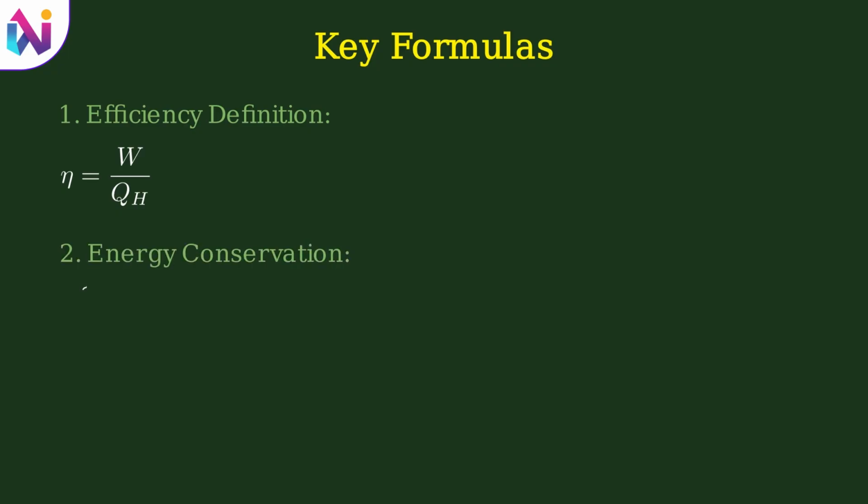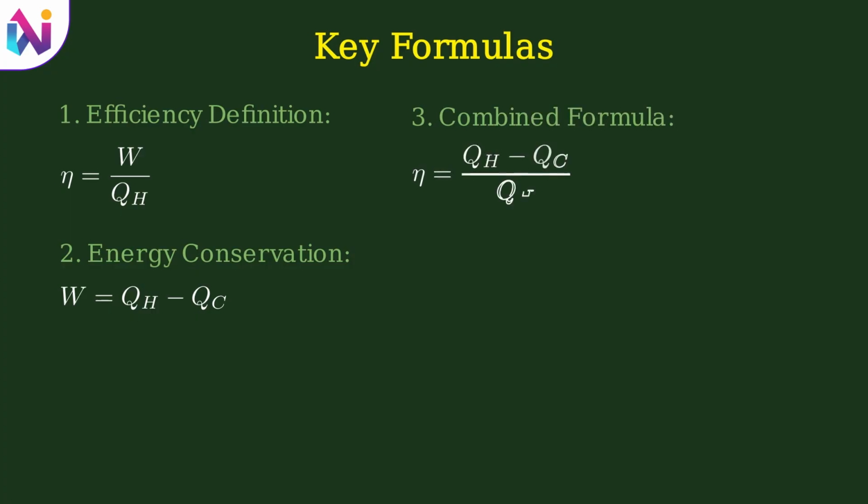Let's write down the important formulas for a Carnot engine. First, the efficiency of any heat engine is defined as work output divided by heat input. By energy conservation, the work done equals heat absorbed minus heat rejected. Combining these, we get efficiency equals QH minus QC, divided by QH.